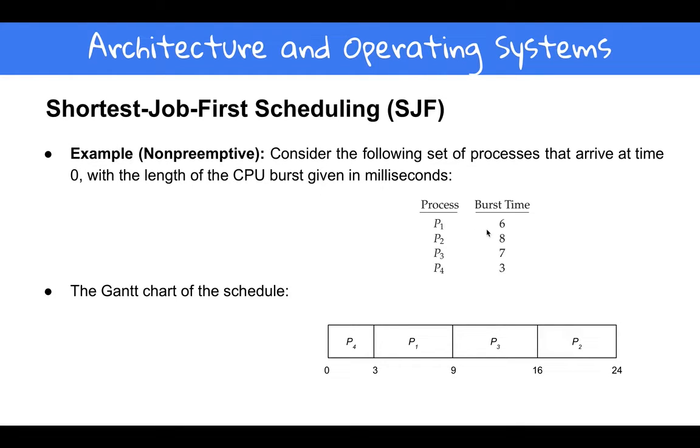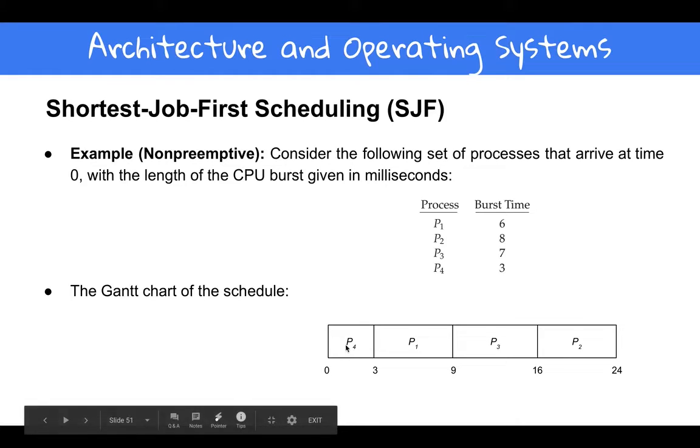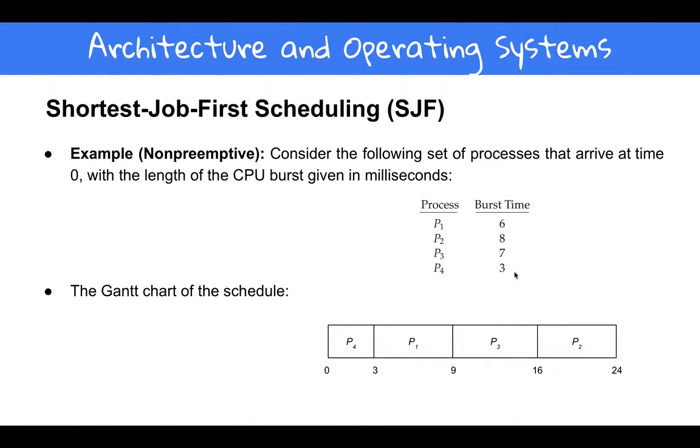So let's see. I have 4 processes here, P1, P2, P3, and P4. All of them arrive at time 0. I've got the burst times, 6, 8, 7, and 3. So imagine all of them are here, and you want to give CPU time to them. Which one should be executed first? Shortest job first. Which one is the shortest? P4. P4 gets the CPU. For how long? 3.